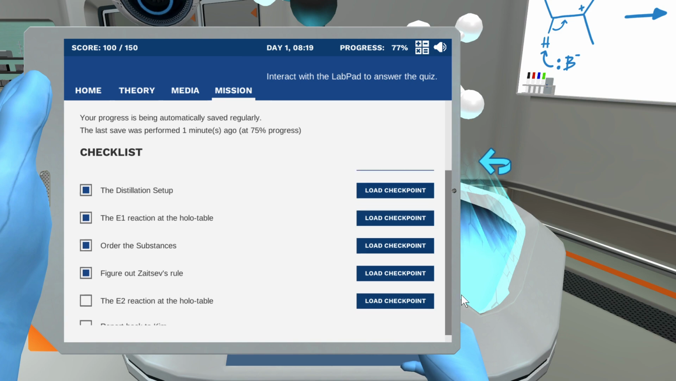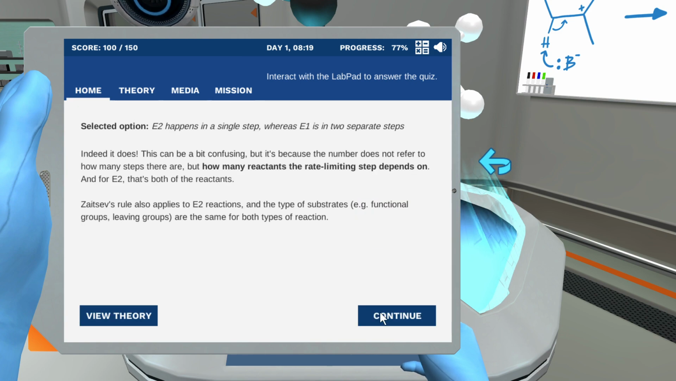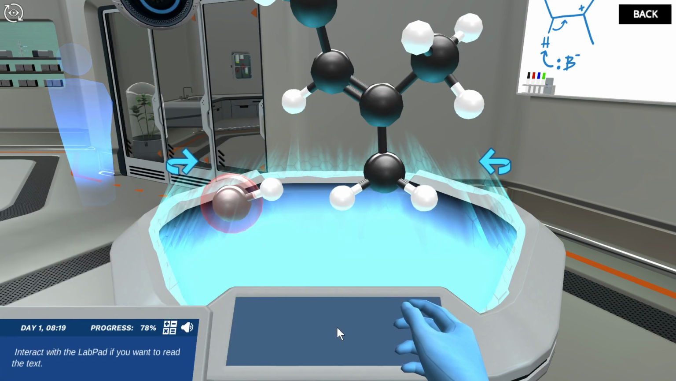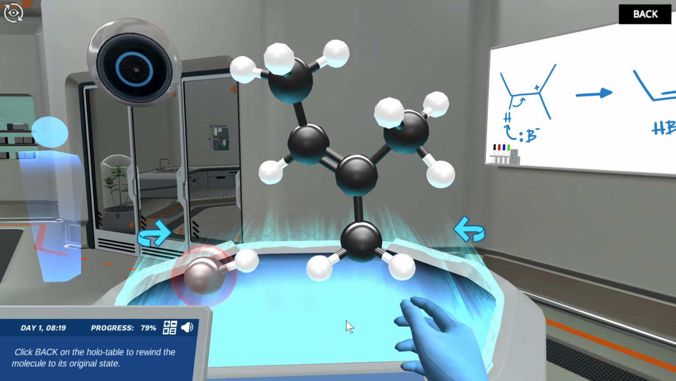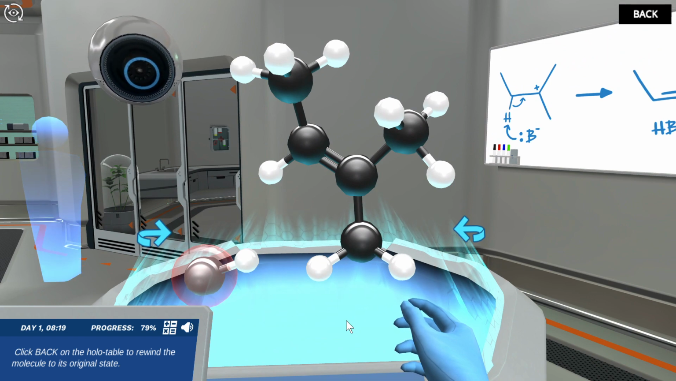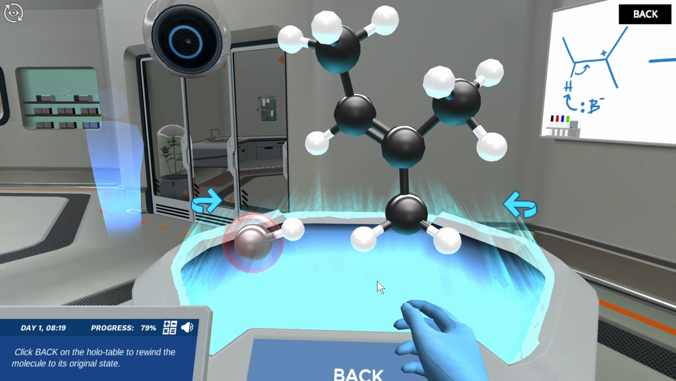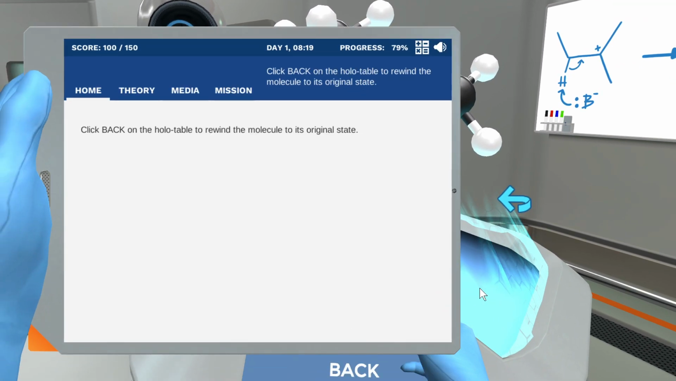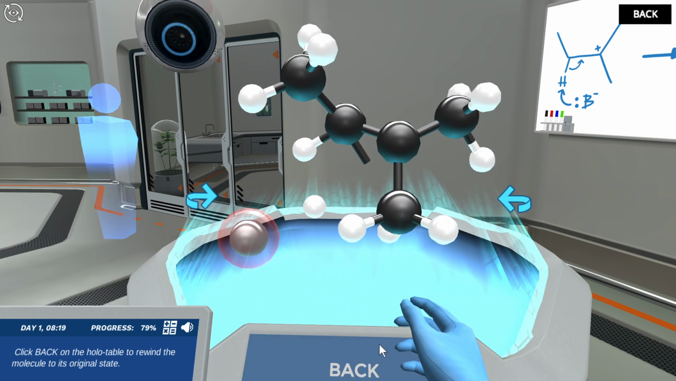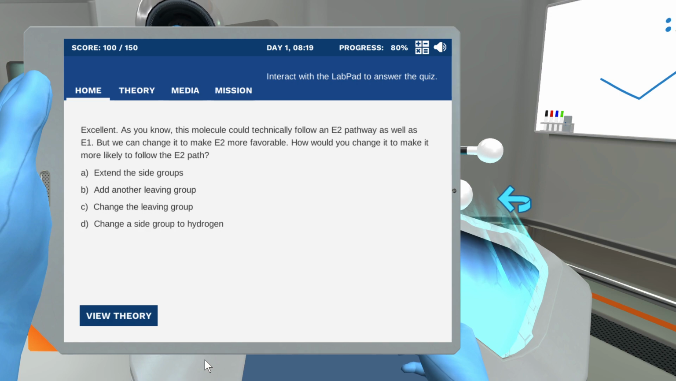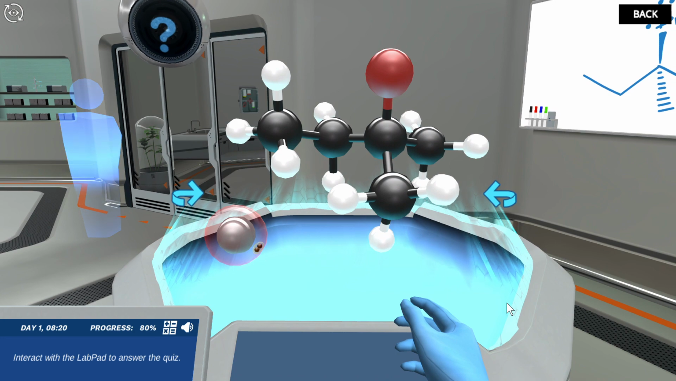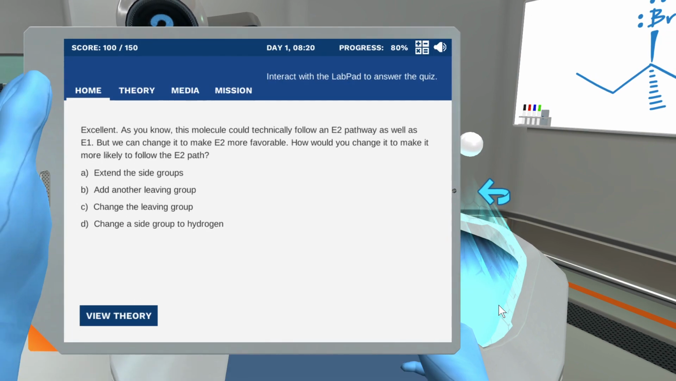Zaitsev's rule also applies to E2 reactions, and the type of substrates. To get working with the E2 mechanism, let's get the molecule back to where we started. Click back on the hollow table to rewind the molecule to its original state. Excellent. As you know, this molecule could technically follow an E2 pathway as well as E1. But we can change it to make E2 more favorable.